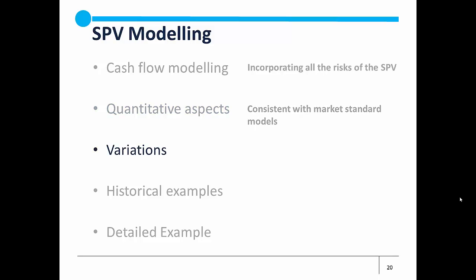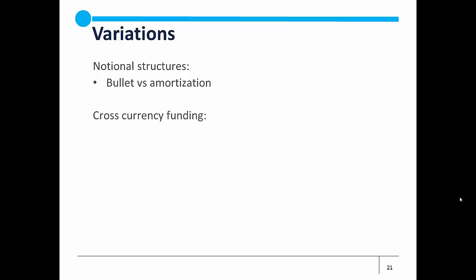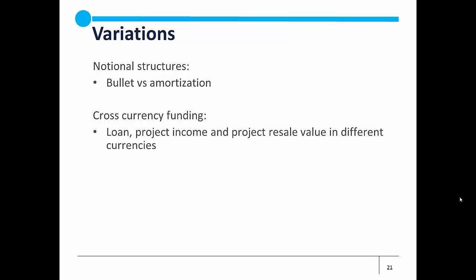Alright, so what sort of variations on this sort of thing can we come up with? Well, first of all, notional structure. What we had there was single drawdown and single bullet repayment. Obviously this could be more complicated, so we could have some sort of step up drawdown and any type of amortizing notional repayment. We could have cross-currency effect, so we could have loan, project income and project resale value all happening in different currencies.